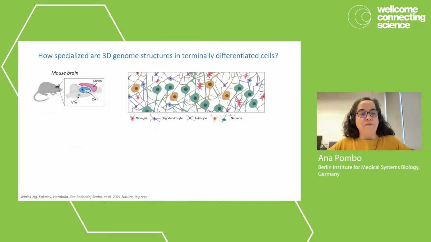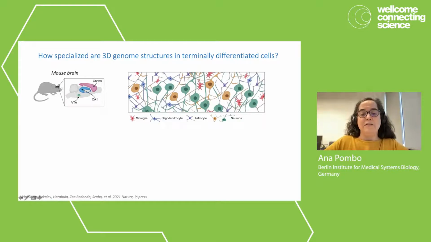And with this, we aim to extract not only cell type, but in particular cell state information. For today's talk, I really wanted to showcase work that we have been performing for a number of years, which has just been accepted for publication, and where we essentially wanted to ask a very simple question: how specialized are 3D genome structures in terminally differentiated cells? We took three brain tissues, the cortex, the CA1, and the VTA. From each of them, we took one cell type.